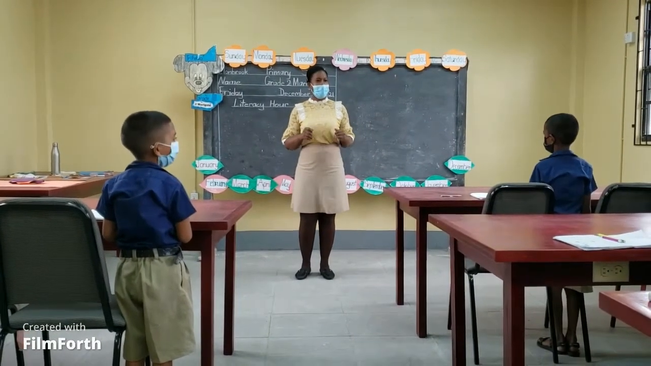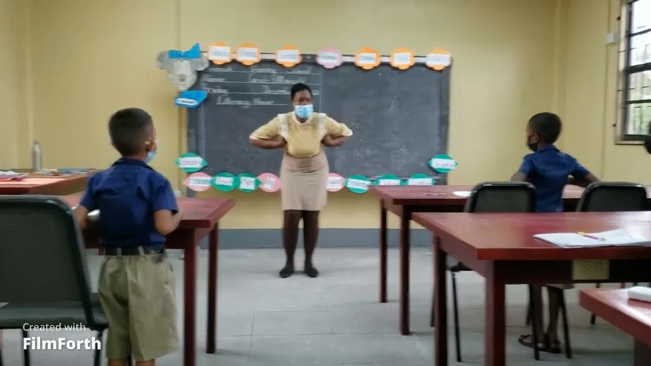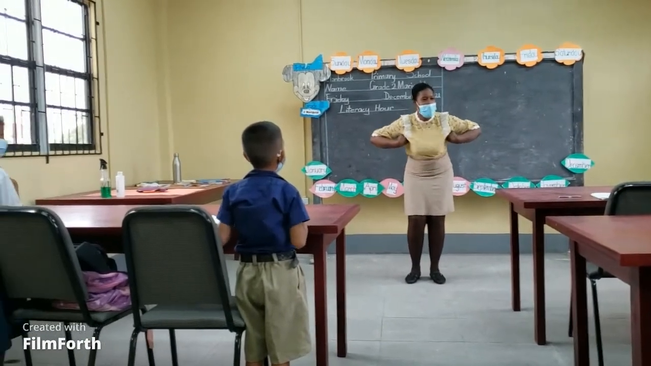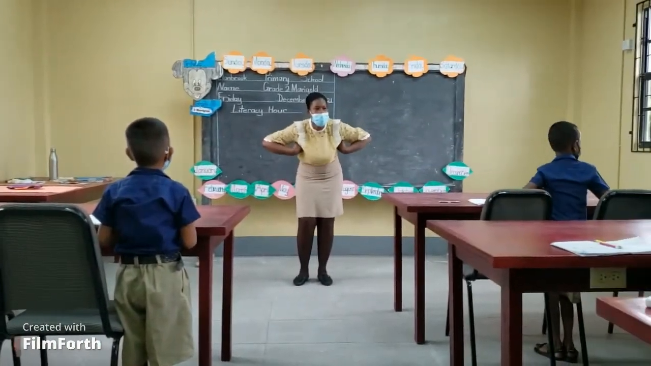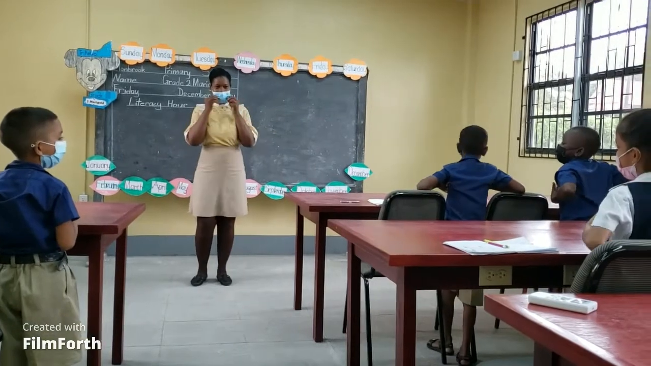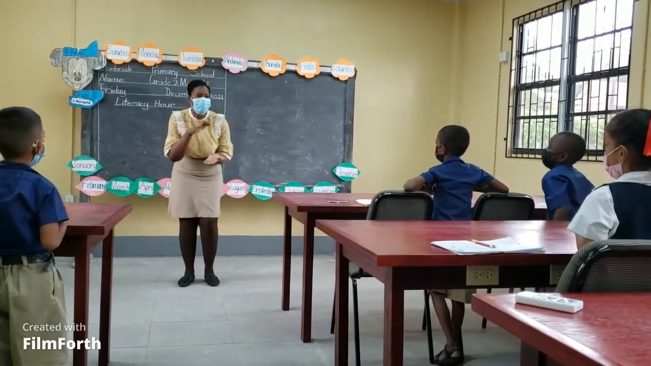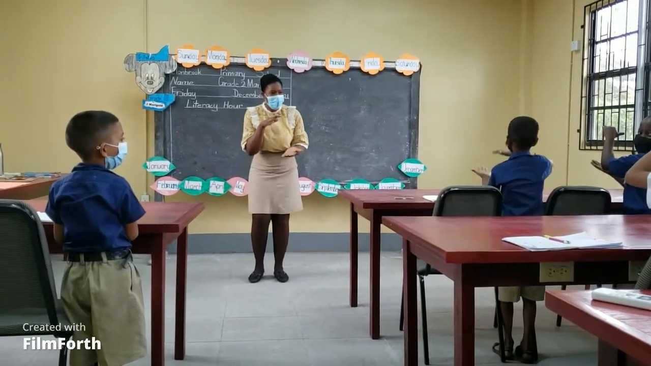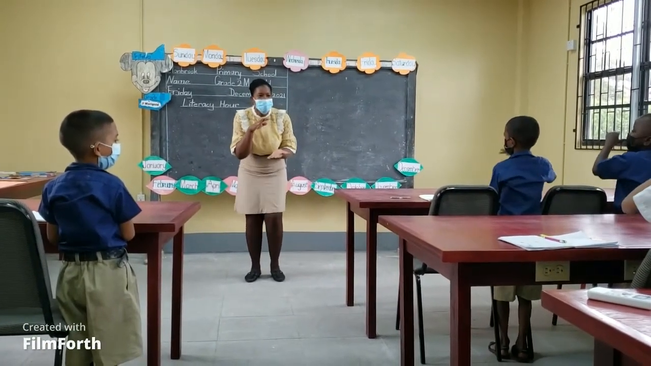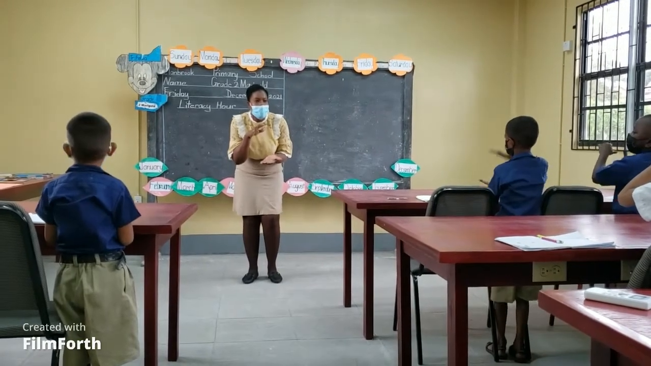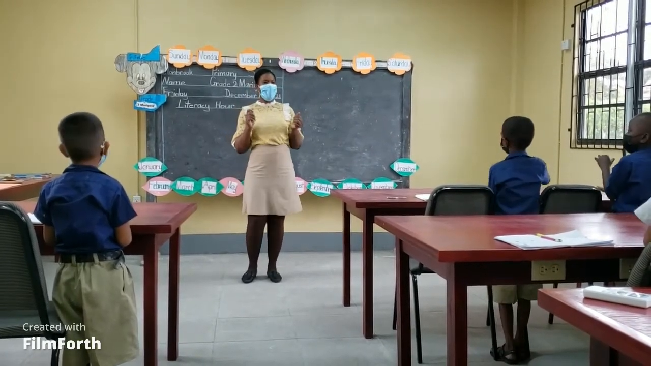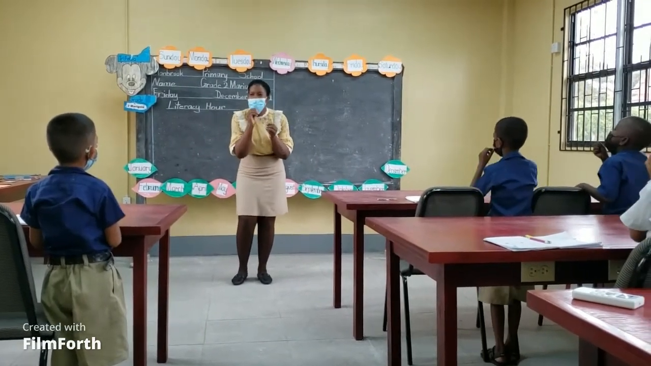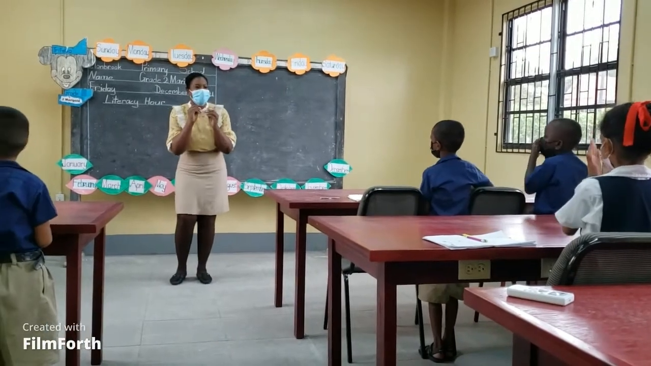M is an M for monkey. M for monkey. M is an M for monkey, monkey. M is an M for mom. M for mom. M is an M for mom, mom. M is an M for mango. M for mango. M is an M for mango.